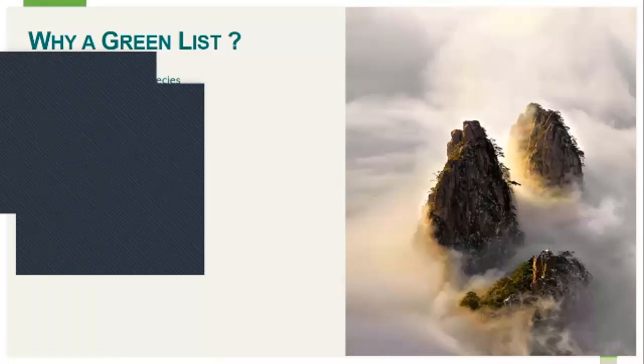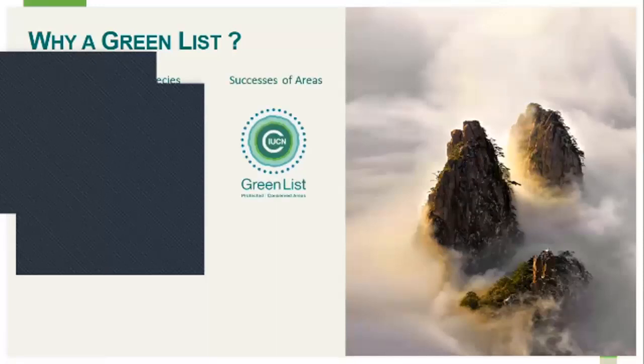But we also realize that we need to talk about successes, and that's how the Green List was born. So the Green List focuses on successes, and not on species this time, but on areas. And the idea behind that is that by fostering and promoting successful areas in terms of conservation outcomes, that will inspire other areas to improve their performances and their conservation results, to achieve in the end a sufficient number of areas around the world that are performing well in terms of conservation impacts. So that's the idea behind the Green List.